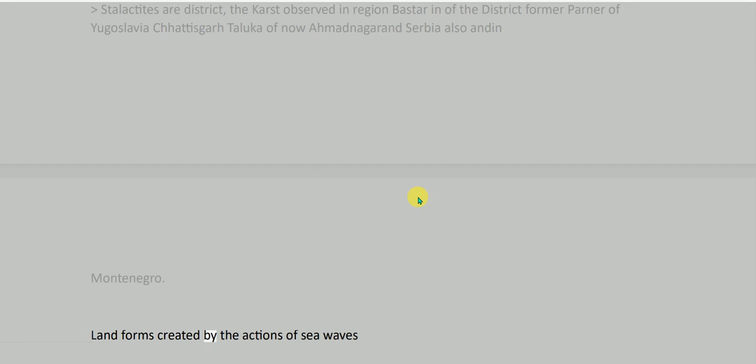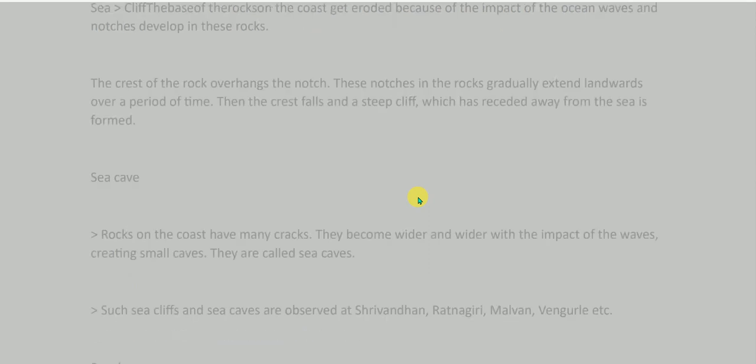Landforms created by the actions of sea waves: sea cliff. Rocks on the coast get eroded because of the impact of the ocean waves and notches develop in these rocks. The crest of the rock overhangs the notch. These notches in the rocks gradually extend landwards over a period of time. Then the crest falls and a steep cliff, which has receded away from the sea, is formed.